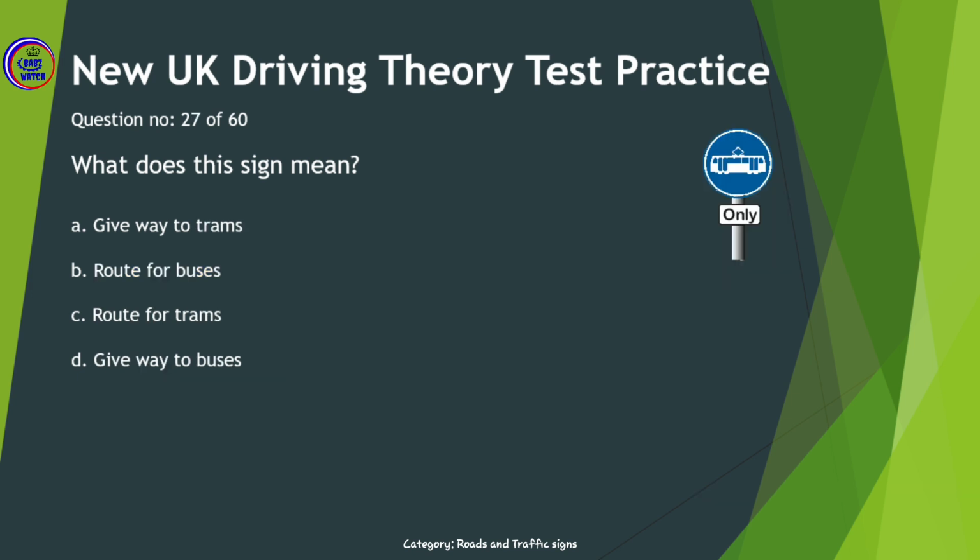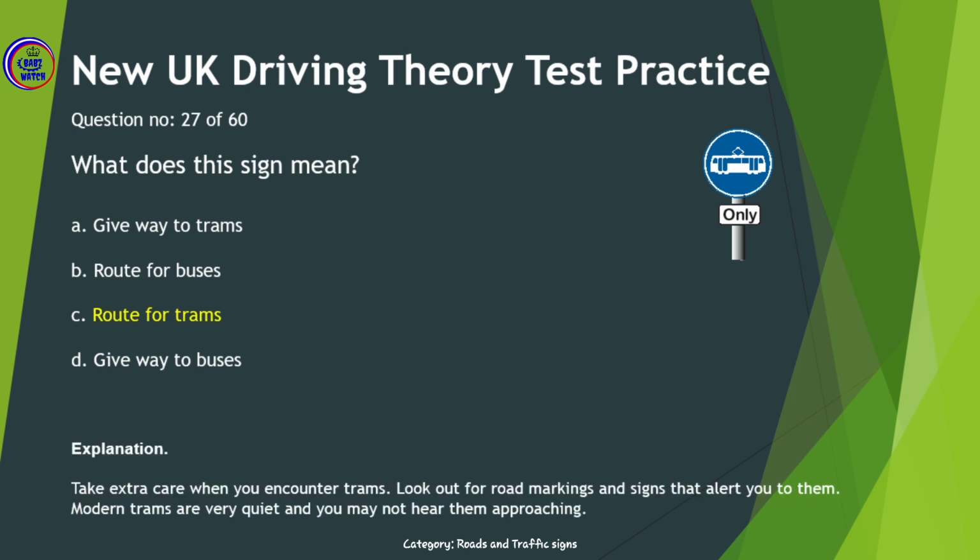Question 27 of 60. What does this sign mean? A. Give way to trams. B. Route for buses. C. Route for trams. D. Give way to buses. The correct answer is C. Route for trams. Explanation. Take extra care when you encounter trams. Look out for road markings and signs that alert you to them. Modern trams are very quiet and you may not hear them approaching.